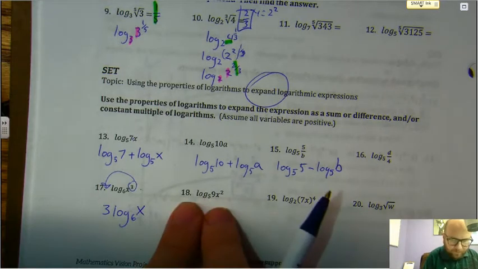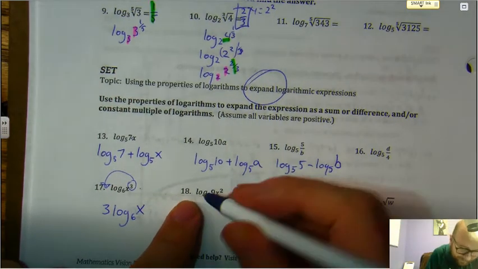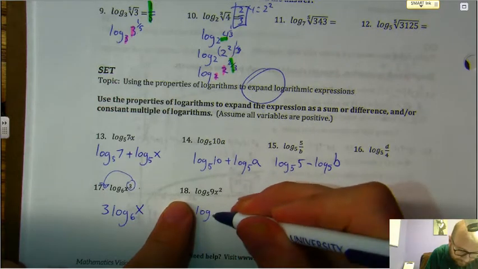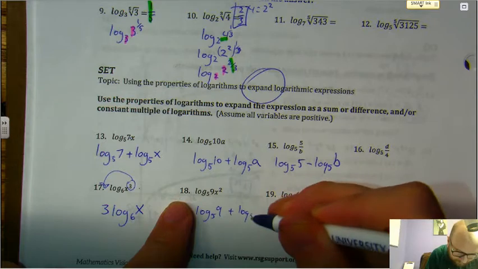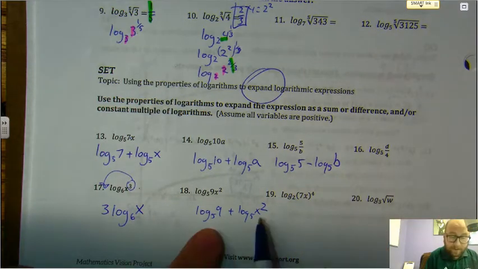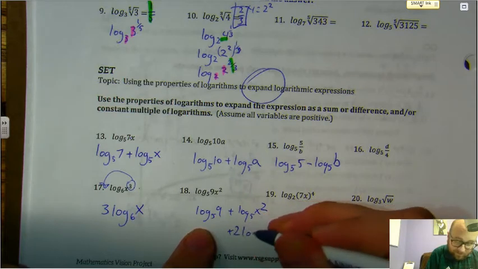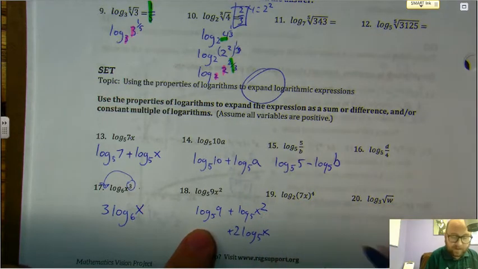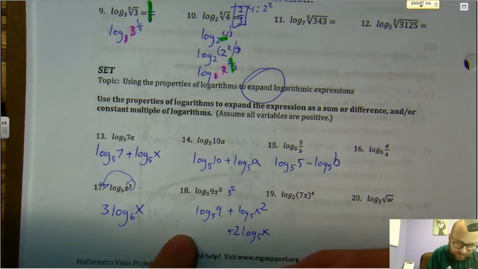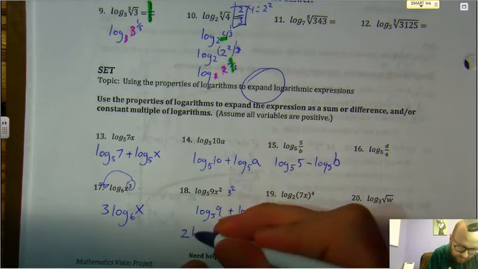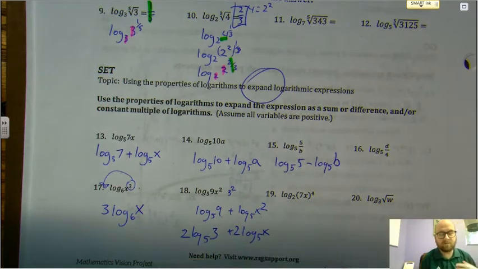Okay. Ooh, what about this one? Well, I could rewrite this. This is what's cool. I can rewrite this as log base 5 of 9 plus log base 5 of x squared. But I can also do that as 2 times the log of 5x. Yeah. And even this, 9, well, 9 is 3 squared, right? So I can actually write this as 2 log base 5 of 3 plus 2 log base 5 of x.